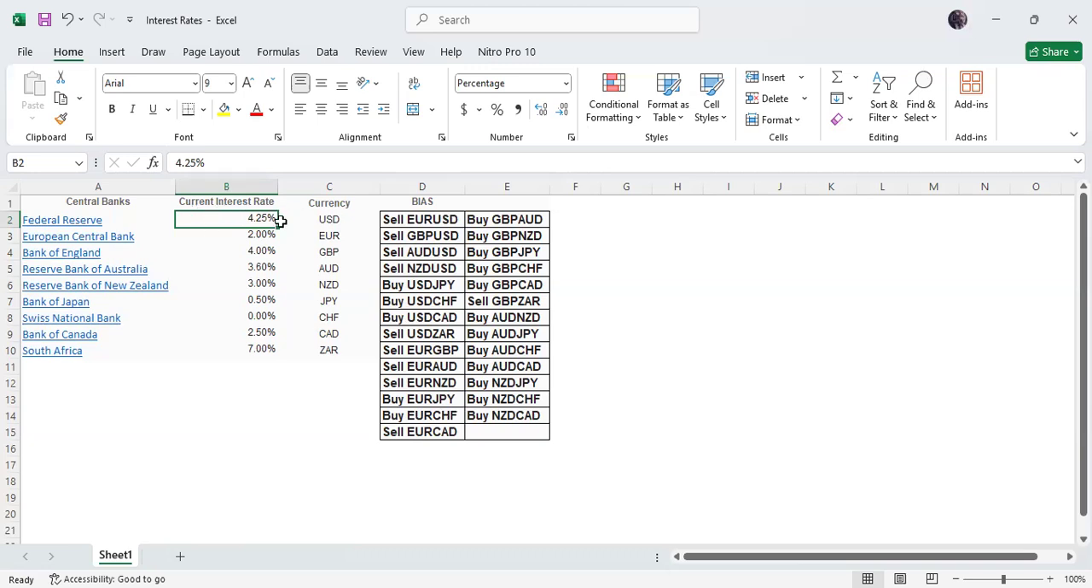The USD interest rate is 4.25 right now. It is still high compared to other interest rates here. But USDZAR is having 7%. So we still have a bias here to sell USDZAR, but on EURUSD and GBPUSD, nothing has changed yet.